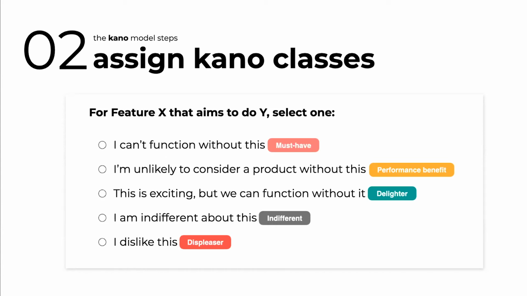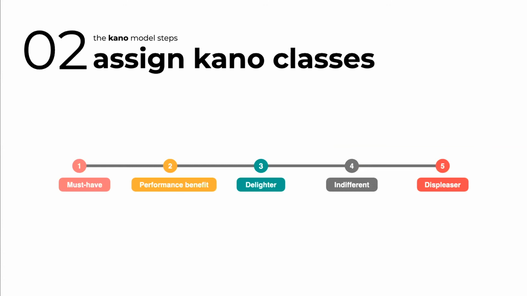What's interesting about these is I talked about how it fits onto a spectrum. And because it is on a spectrum, you can assign numbers to these different things. These numbers help with the analysis of where these features are going to fit into your Kano model. So it places them on this spectrum like we talked about. And you can say, if someone responds 1, it's a must-have. If someone responds 2, it's a performance benefit.